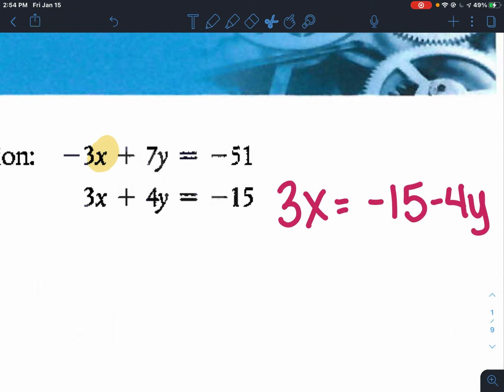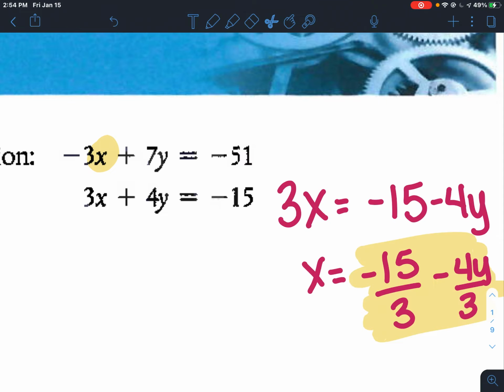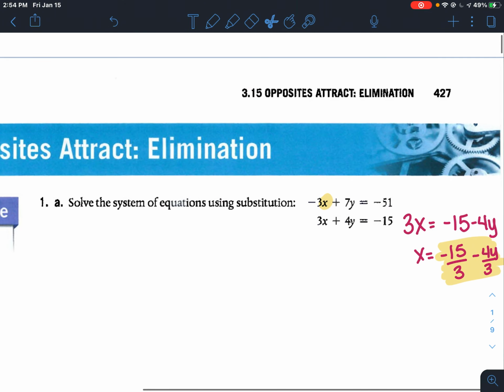No, the second one. Just kidding. Ignore my comment originally. Okay, I'm going to choose the second equation and solve for x, just because the numbers are a little bit smaller. So I subtracted 4y from both sides, and I will divide everything by 3. Then I will take that and plug it in for x up here.